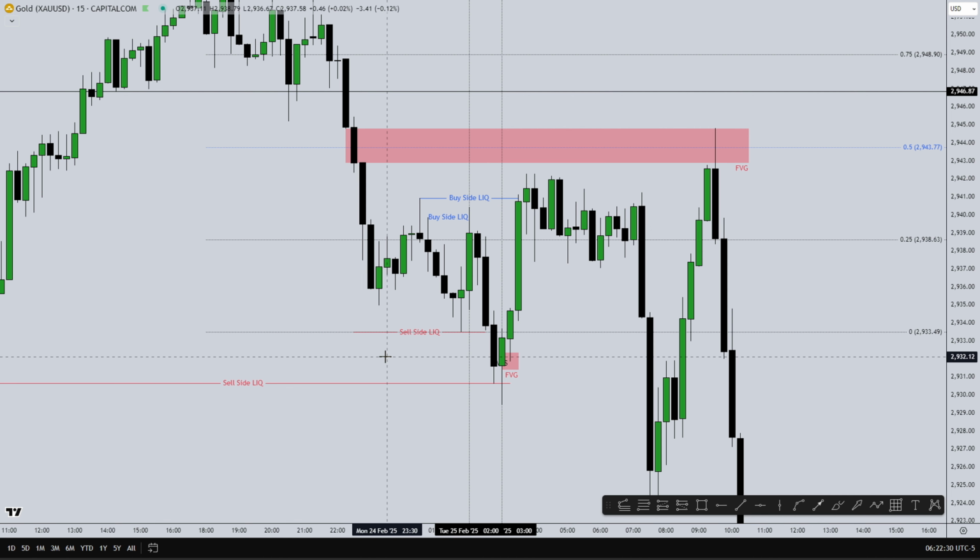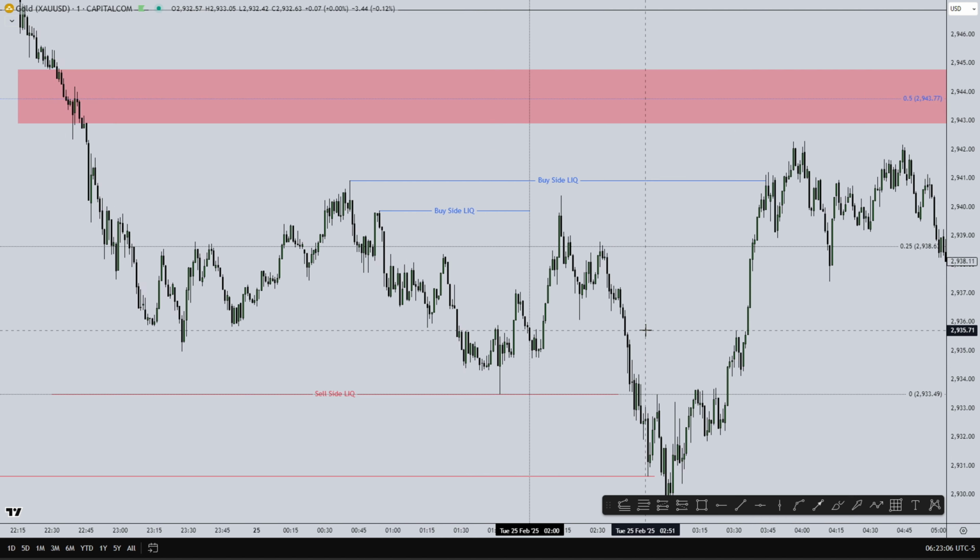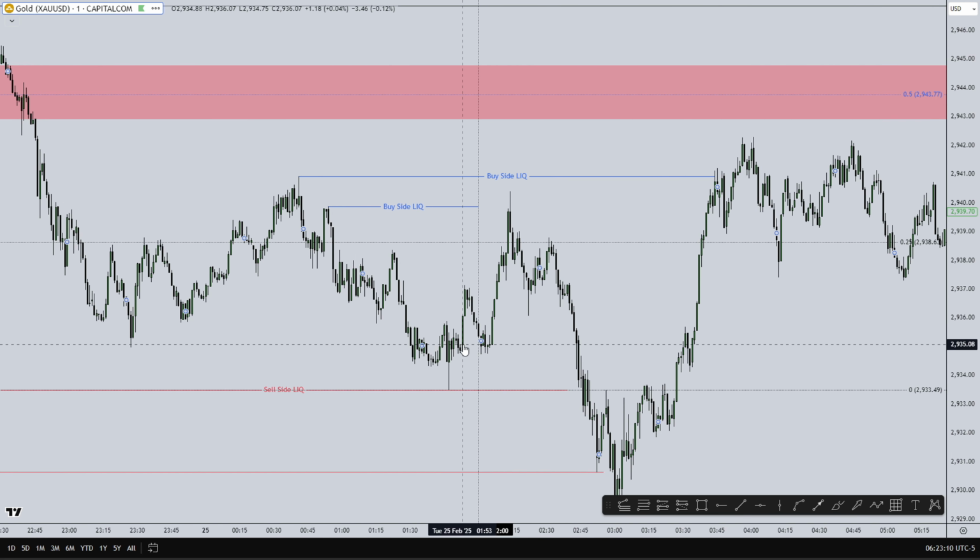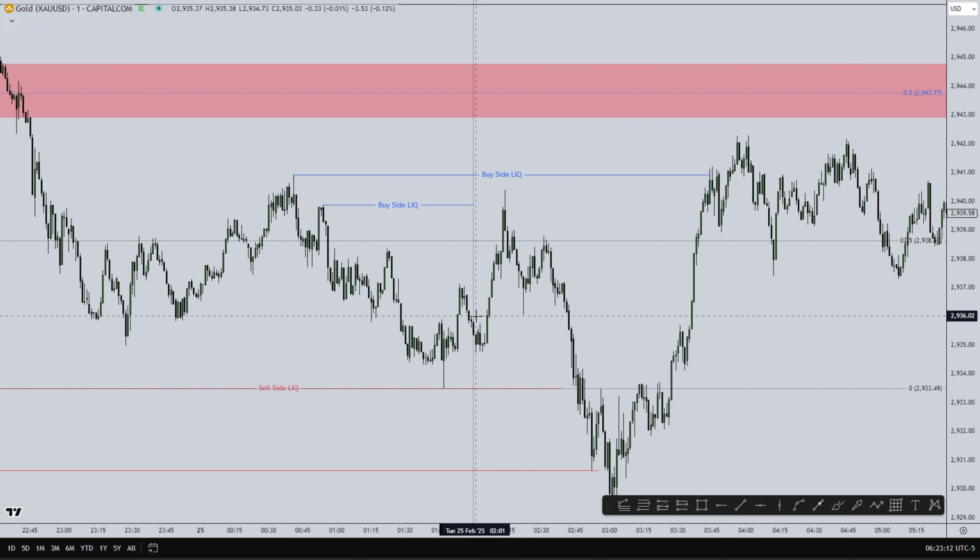Now, let's go to the 1-minute time frame and analyze how the market actually played out. So as you can see, we are on the 1-minute time frame, and the London session starts at this point, which is at 2 a.m. New York local time.